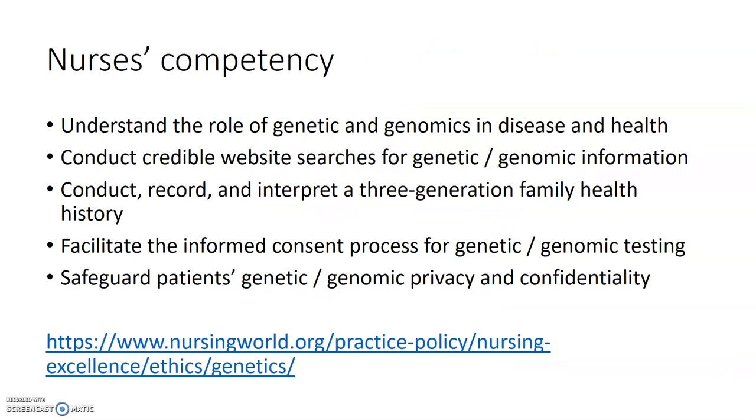All nurses need a basic understanding of their role in genetic and genomic testing and how these results impact health and disease. As we learned earlier in this course, the nurse needs the ability to conduct credible website searches for genetic and genomic information. One of the most common tools we can use to help gather genetic information is the family genogram, where patients are asked to report significant disease and death occurrences in 3 generations of their family. As with all procedures, informed consent is an integral part of genetic testing, and the nurses must ensure that the patient understands the process and the implications of the test.